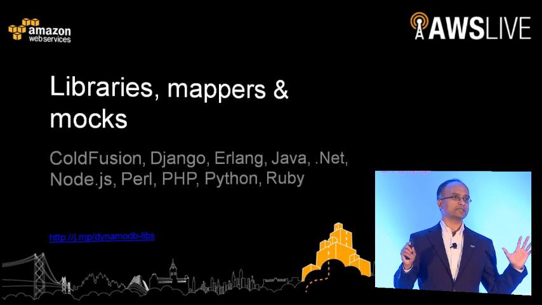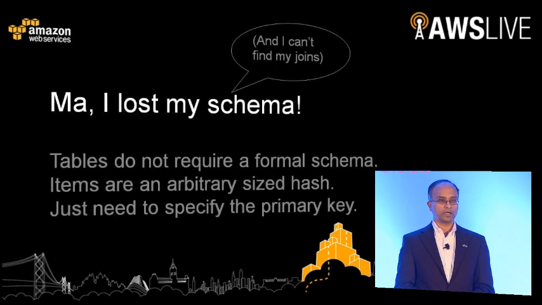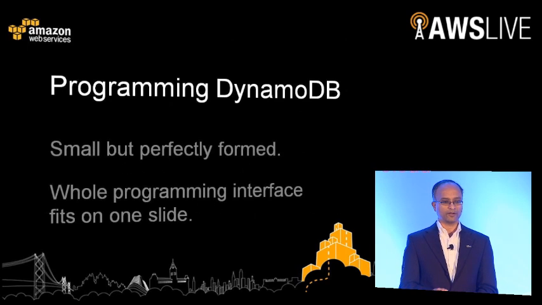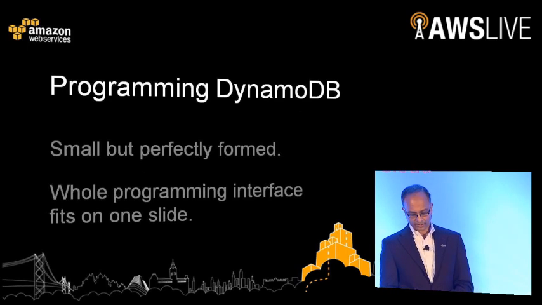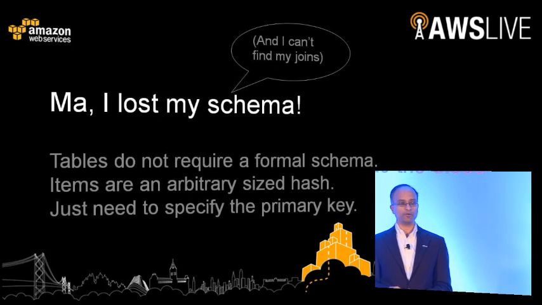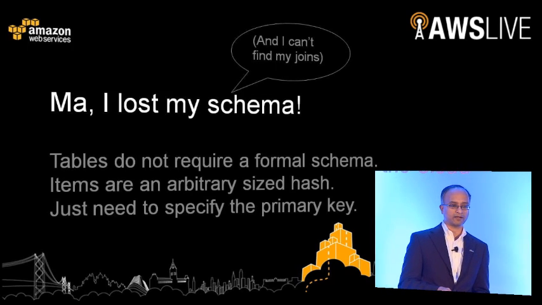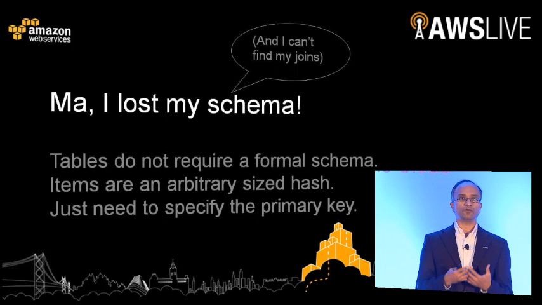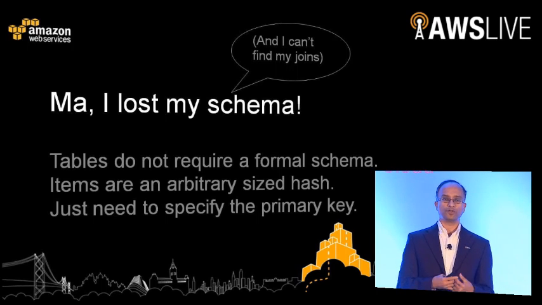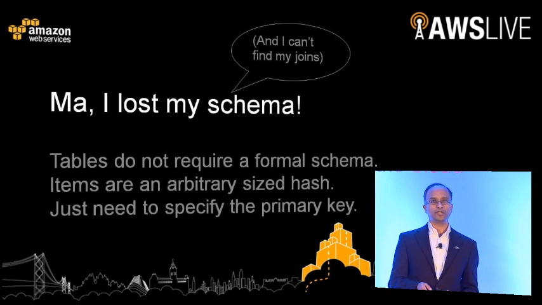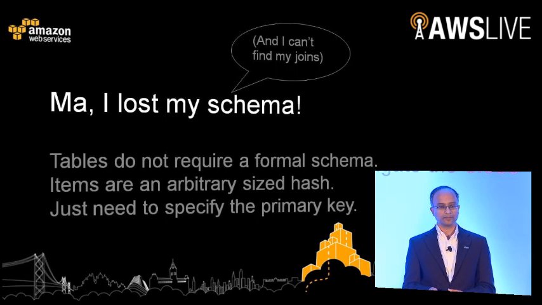So you say, well, all of this sounds good. What did I give up? Well, you can call your mom and tell her, Mom, I lost my schema, because you don't need to worry about schema. You can also tell her you can't find your joins because there are no joins. You don't need to worry about joining tables and things like that. It does simplify your data model quite a bit. So if you really have web scale application that doesn't require any joins, you'll be very happy with this.